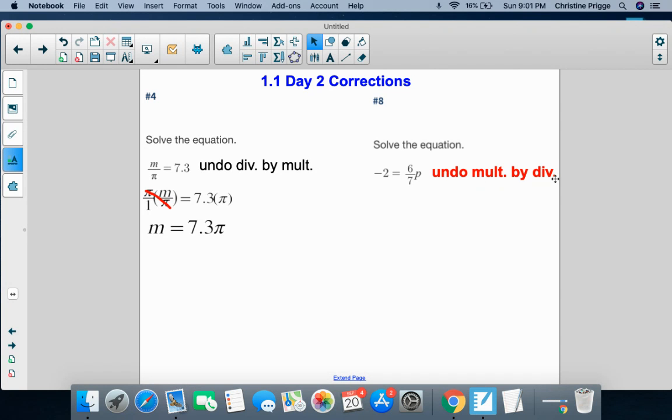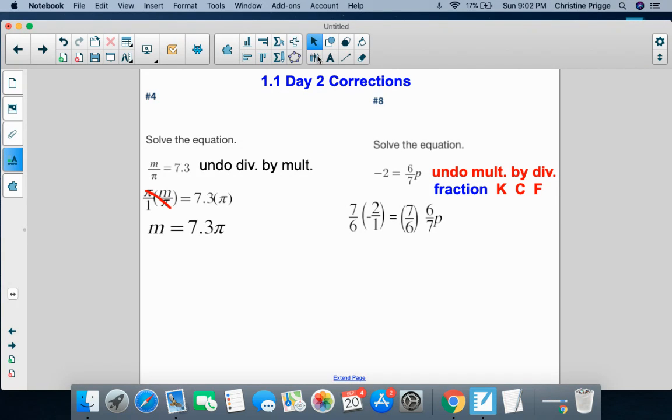By dividing. And remember, when you divide fractions, what do you need to do? Keep, change, flip. So we need to keep the 6/7, and we need to multiply by the reciprocal of 6/7, which is 7/6, on both sides. 7 over 6 times -2 over 1. I have to make my whole number into a fraction. And on the other side, 7/6 times 6/7, which we know equals 1.